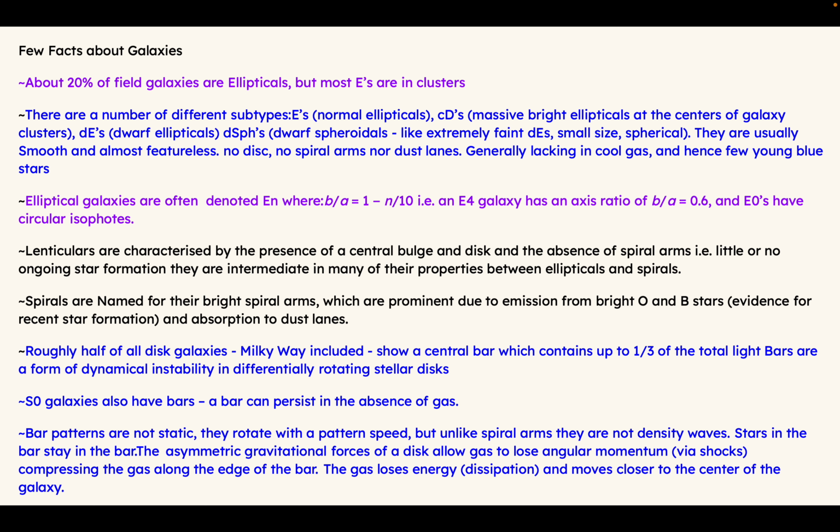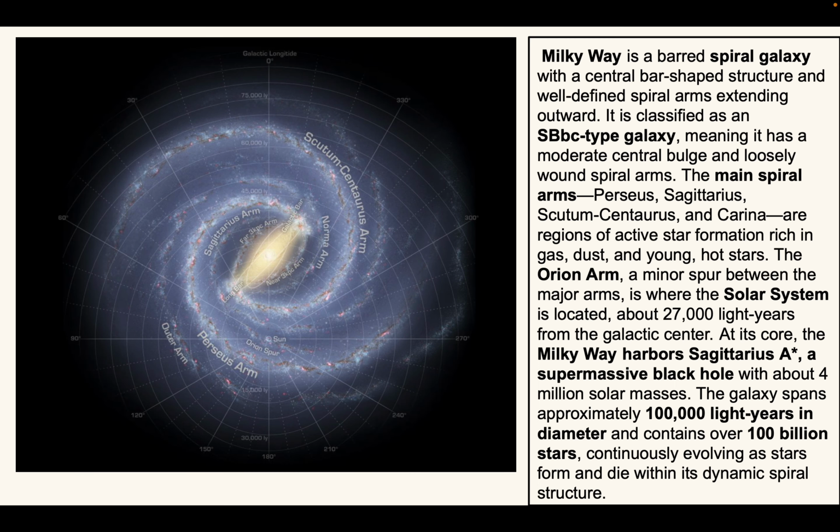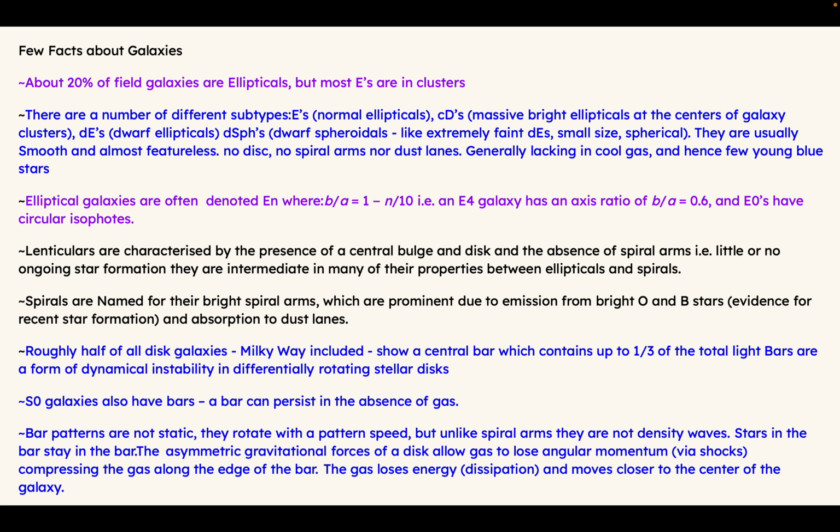S0 type galaxies have no bar. A bar can persist even in the absence of gas. And bar patterns are not static. They rotate with a pattern speed. But unlike the spiral arms, they are not density waves. Stars in the bar stay in the bar.